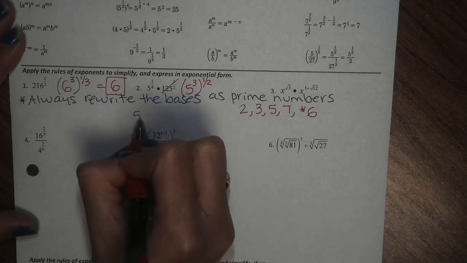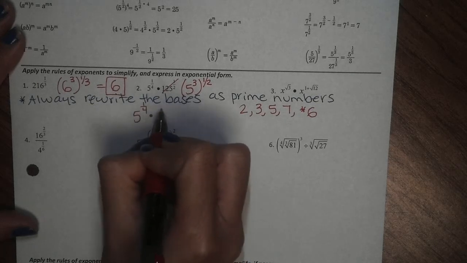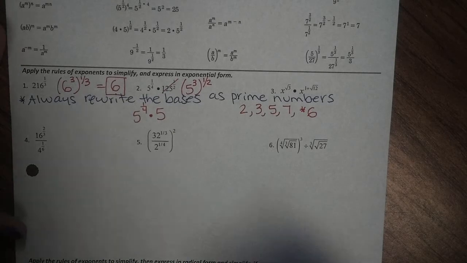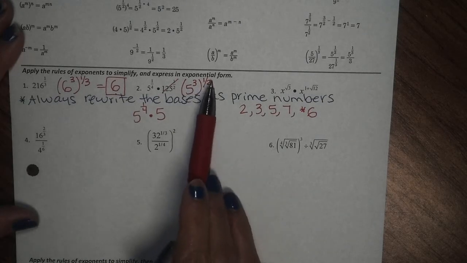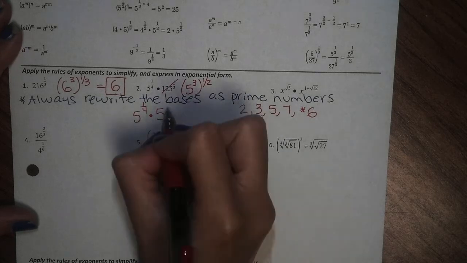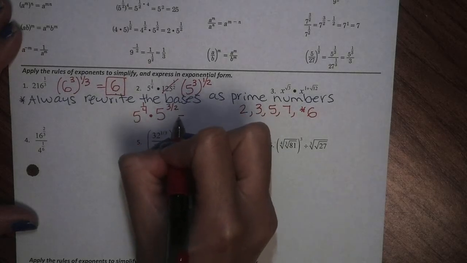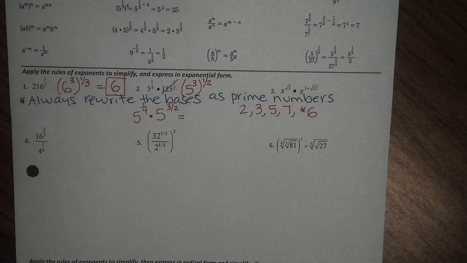So number 2, let me rewrite the question. I have 5 to the 1/4 times 5 to the 3 times a half. You multiply that, so that would be 3/2. And now you can get your answer by applying the rules of exponents. When you multiply your bases like that, you're supposed to add the exponents. The base will remain the same. You don't multiply 5 and 5. Those are bases. Just keep it as 5. And now do 1/4 plus 3/2.